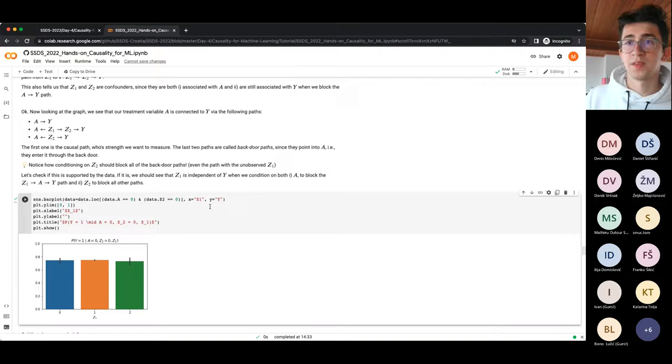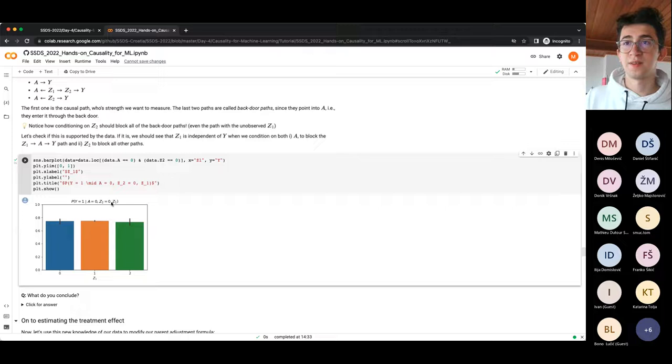So we see that if we condition on all of these things, then suddenly we block all the paths, right? So then suddenly we get this independence, and that is what's also suggested here.